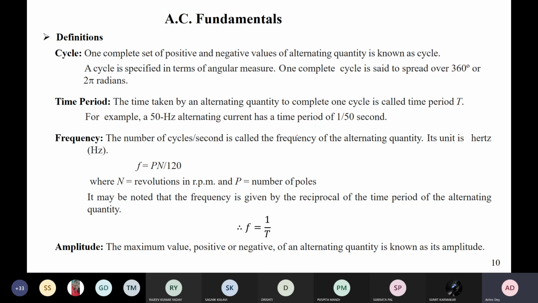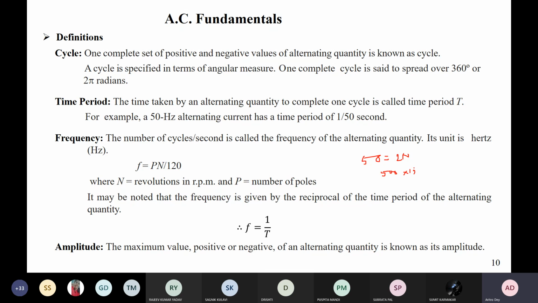So the frequency unit is hertz, that you know, and F equal to PN by 120. So P is your number of poles and N is the revolution in RPM. So if it is a two pole machine and F is equal to 50, then N will be 120 by 2, so 60 we can write. So 50 into 60 equal to 3000 RPM.